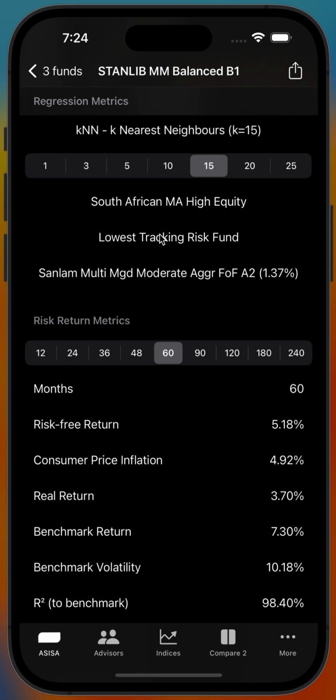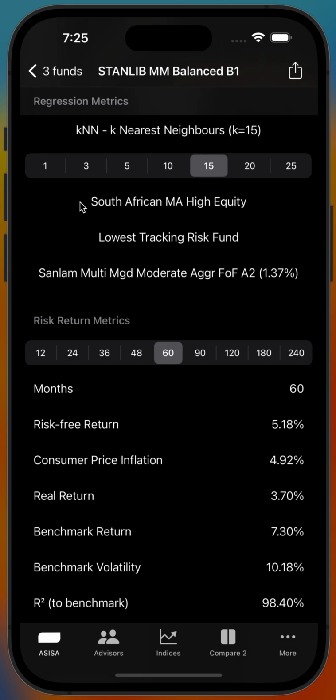But in the 60-dimensional space, if you had to plot every single fund, and look for the 15 funds that are closest to this fund, and then look at the ASISA category of each of those funds, and look for which category has the highest frequency. In other words, which category occurs the most often. And you find that it's actually the South African multi-asset high equity category. In other words, this fund behaves like many other funds in this category. This isn't always the case, so don't take this for granted.